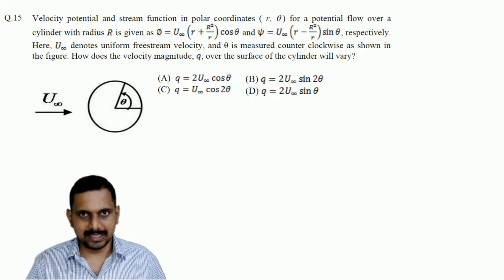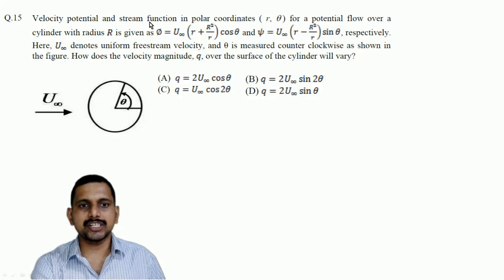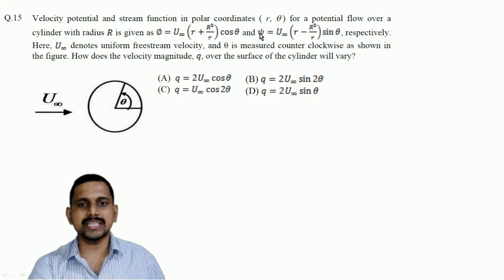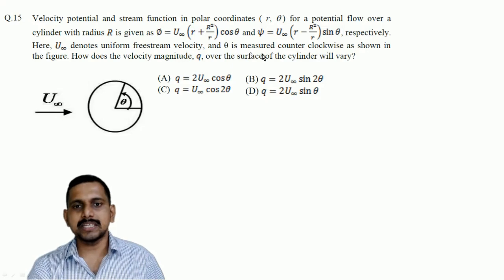The question is something like this: velocity potential and stream function in polar coordinates small r and theta for a potential flow over a cylinder with radius capital R is given as phi is equal to u infinity into small r plus capital R square by small r cos theta, and psi is equal to u infinity into small r minus R square by small r sin theta respectively. Here u infinity denotes the uniform free stream velocity and theta is measured counterclockwise as shown in the figure. How does the velocity magnitude q over the surface of the cylinder vary?